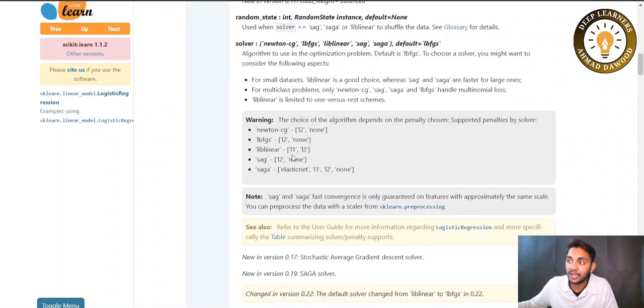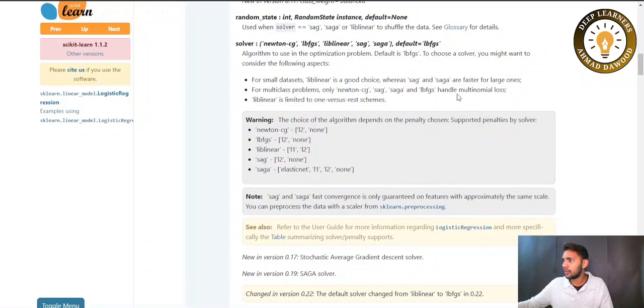SAG also cannot use L1 penalty, and in the case of SAGA, you can use all types of penalties. Elastic net is a combination of L1 and L2. Simple L1, simple L2, and without penalty, you can solve your optimization problem, or you can find your best parameters by using, and your solver will be the stochastic average gradient acceleration method. Okay, so these are the solvers.